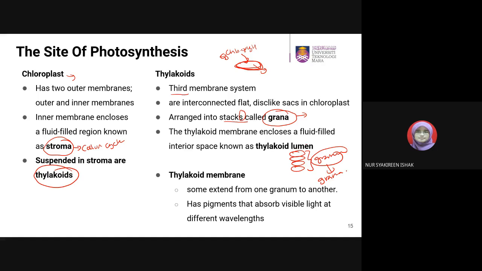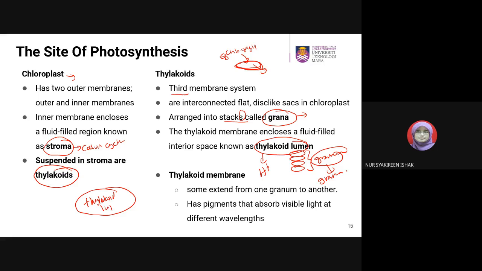Okay, so nanti thylakoid lumens ni dia akan terlibat dalam proses chemiosmosis. So kita dah belajar masa cellular respiration. Chemiosmosis adalah proses untuk menghasilkan ATP disebabkan oleh perbezaan concentration hydrogen ion. Okay, so in this case, kalau chemiosmosis dalam photosynthesis, kita ada thylakoid lumen.